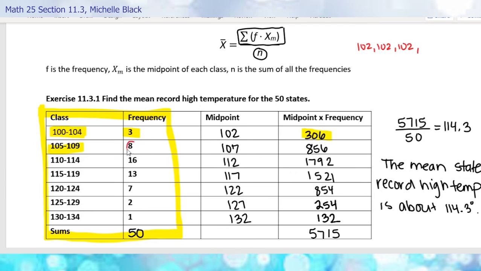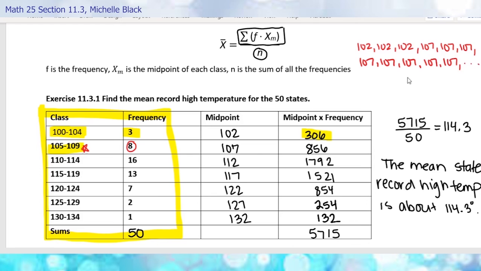And then for my next one, I had 8 states that had a temperature somewhere in this range. Again, I don't know what the actual temperatures were based off what I was told here, so I'm just going to take the middle number, which is 107, and assume that all 8 of them recorded a temperature of 107. And I'm doing this for all of these categories. So for the next one, I'm going to assume that all 16 states recorded 112. And it's just supposed to get me close to what it might have actually been.